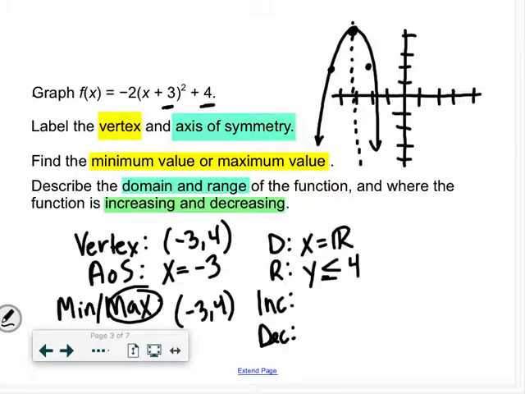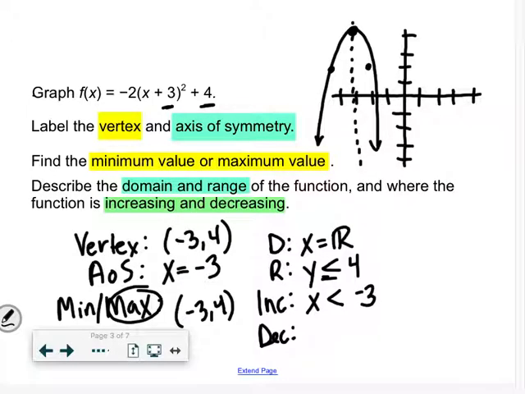For increasing and decreasing, the key to remember is you're talking about left and right. So you're talking about x's. What are you doing on the left side of the axis of symmetry? Increasing. So for all x's that are less than -3.